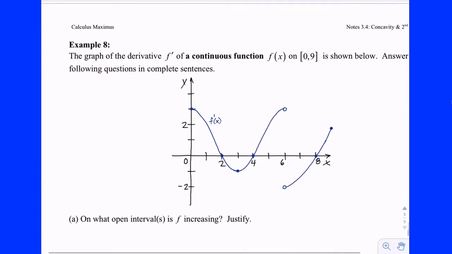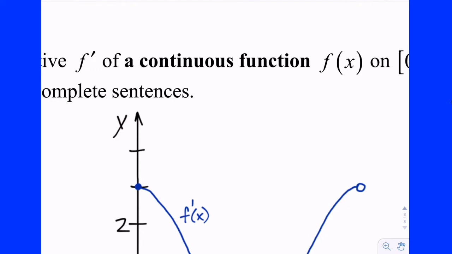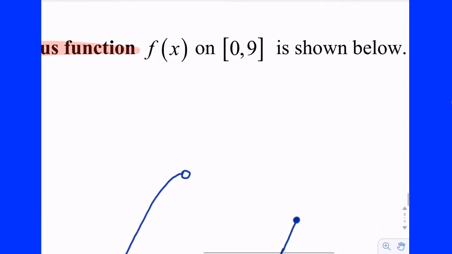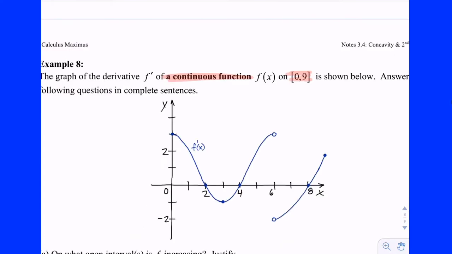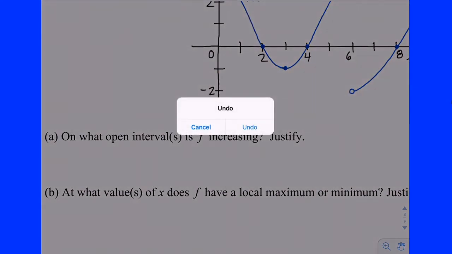All right, let's try example 8. Example 8, very similar except kind of different, but similar. The graph of the derivative f prime of some continuous function. So again, f is continuous everywhere. We're still on the interval from 0 to 9. It's shown below. Part A, on what intervals is f increasing?